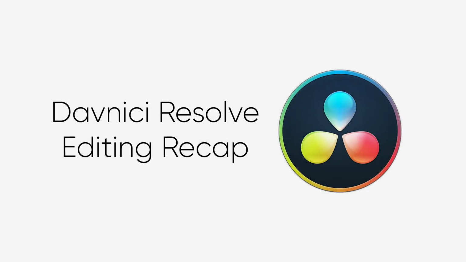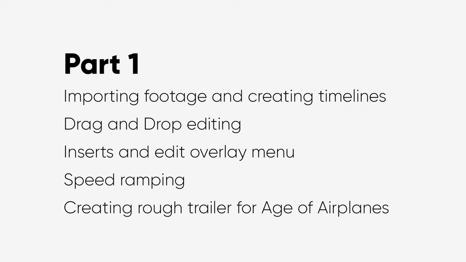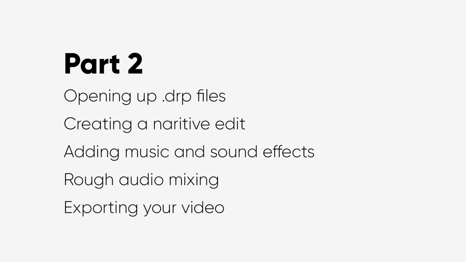This video recap is split into two sections. In the first half, we'll go through the fundamentals of using the edit page, while you follow along and create a basic trailer for the film Age of Airplanes. In the second section, we'll look at a short narrative horror sequence, where you have the opportunity to practice and build on the editing techniques used in part 1. Then we'll also cover creating a basic audio bed and a rough mix for the sequence.